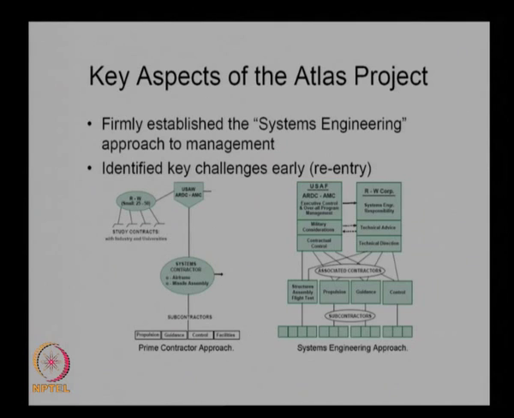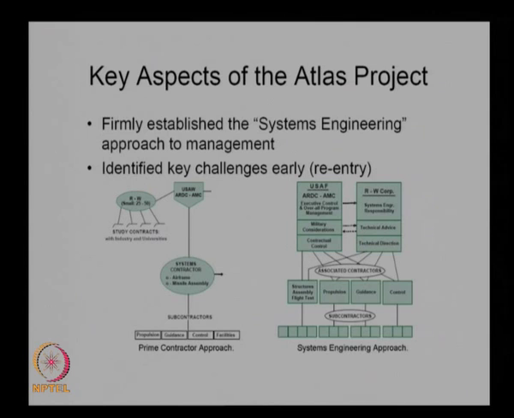These are the key aspects of the Atlas project. This was one of the projects which firmly established the systems engineering approach to management. It identified the key challenges early in the system, such as what the challenges are when it is re-entering the atmosphere. All those things were analyzed initially, and then the system design process proceeded.